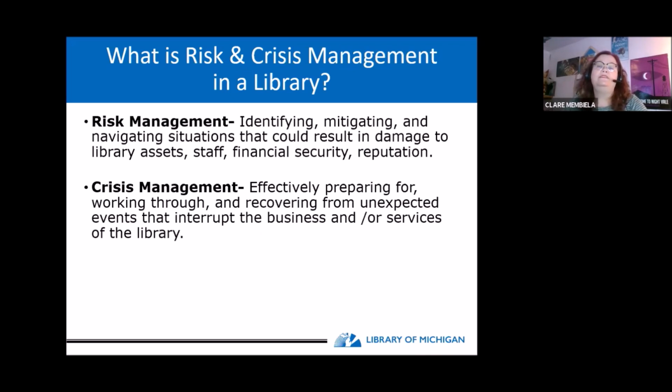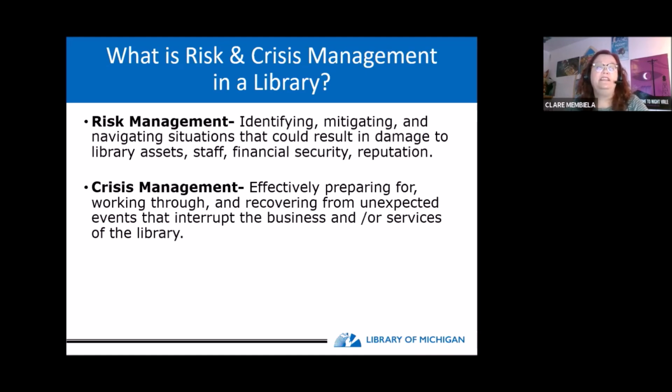So when we're talking about risk and crisis management, what are they? Sometimes you see these terms used a little bit interchangeably, but in actuality, they are two different things, but they are related. So risk management is the process of identifying, mitigating, and navigating situations that could result in damage to library assets, staff, financial security, and reputation.